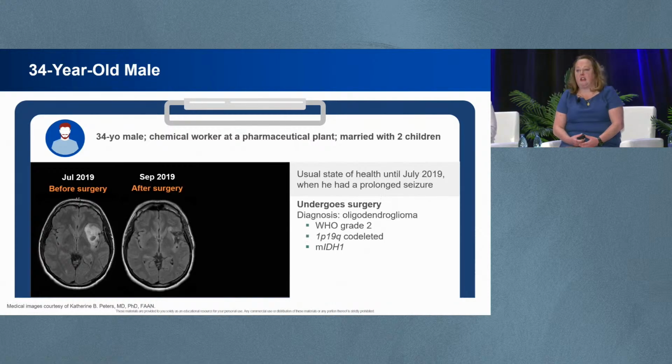He then had surgery by one of our wonderful neurosurgeons. You can see that he had what was considered a gross total resection. The diagnosis ended up being an oligodendroglioma, WHO grade 2, 1p19q co-deleted, and had a canonical IDH1 mutation.